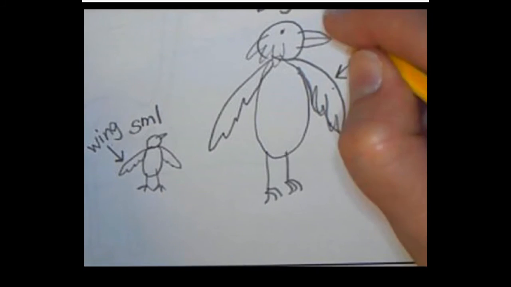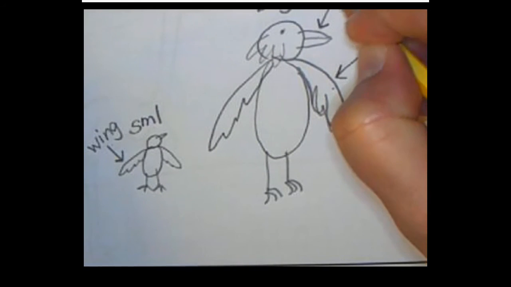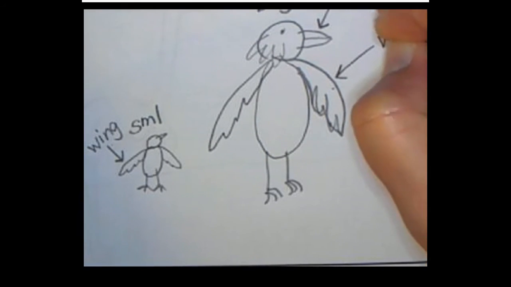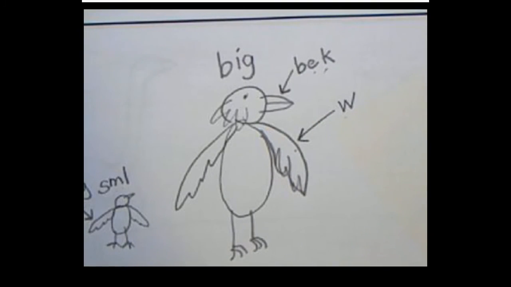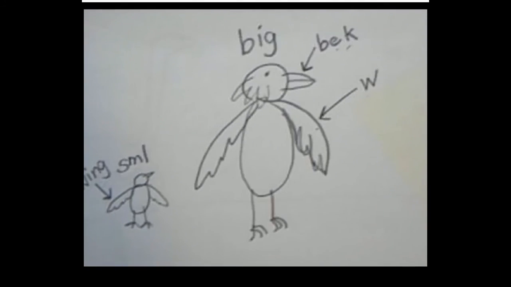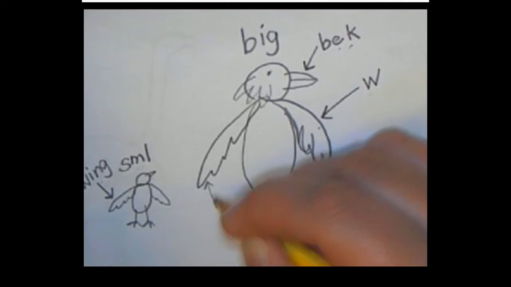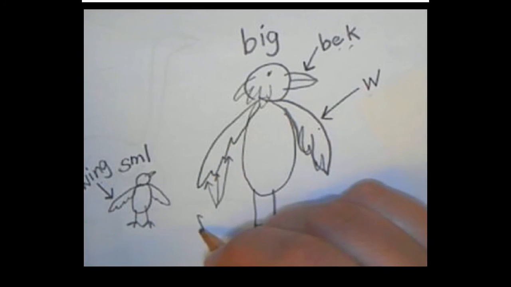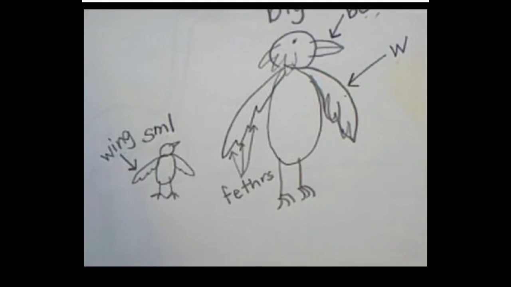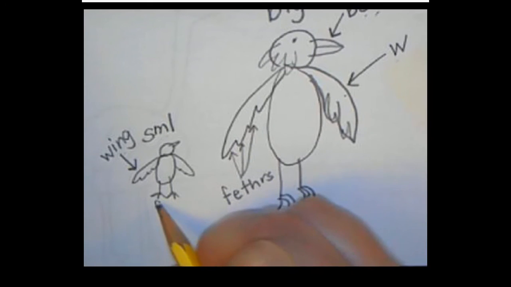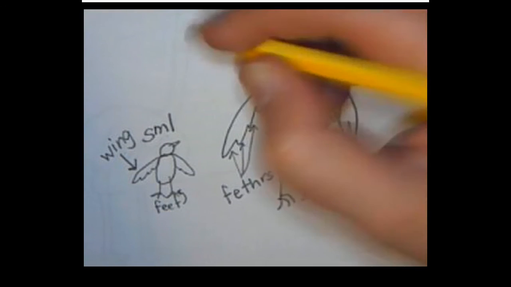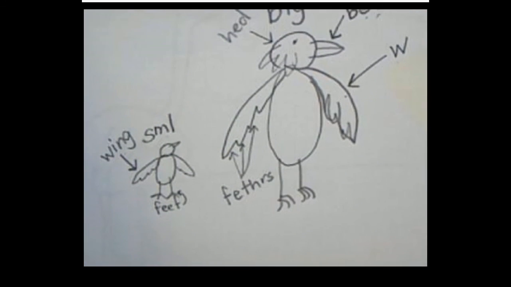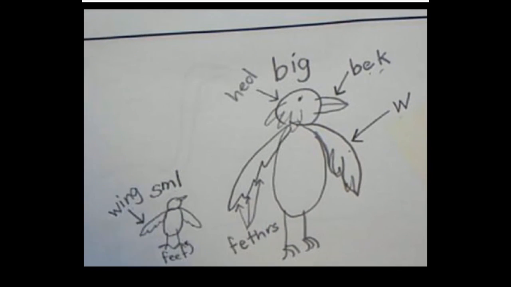I also said birds have a beak, so I'm going to write B, E, K. I heard, there it is, a beginning, a middle, and an ending sound for that label. I also talked about feathers. I think I'm going to label these as the F, E, ers. You could also label many more body parts, like their feet, or their head. Lots of different things that we can add labels to.